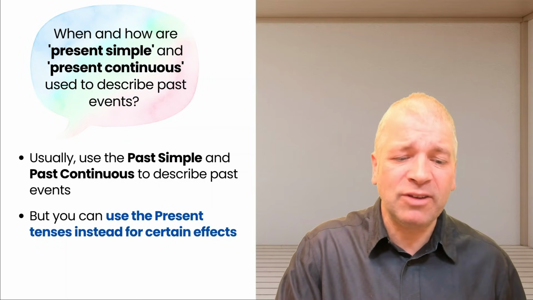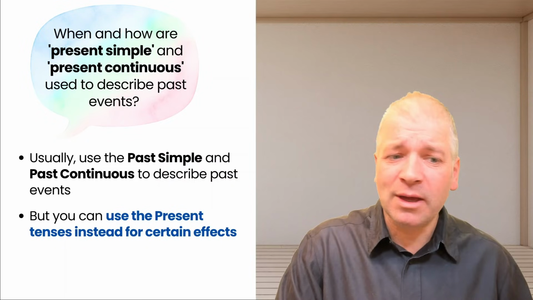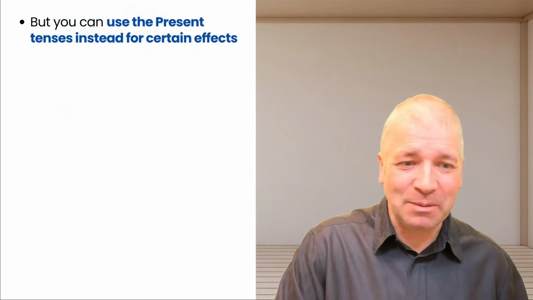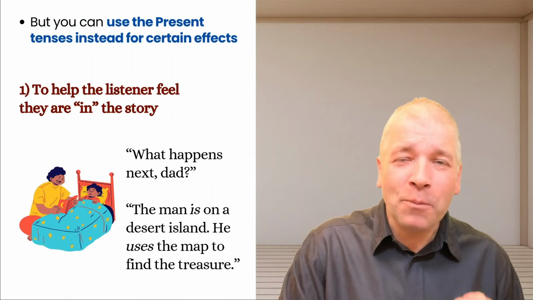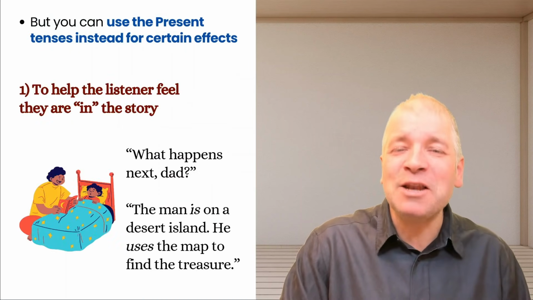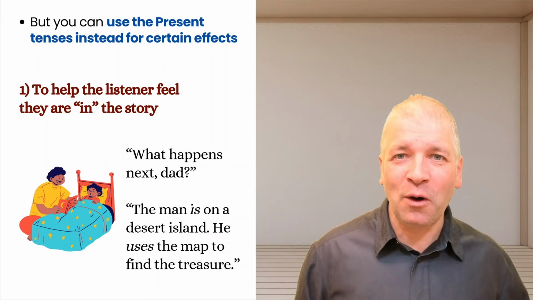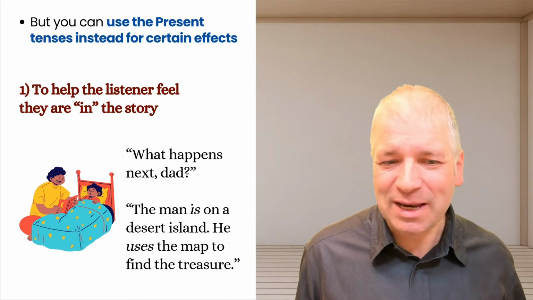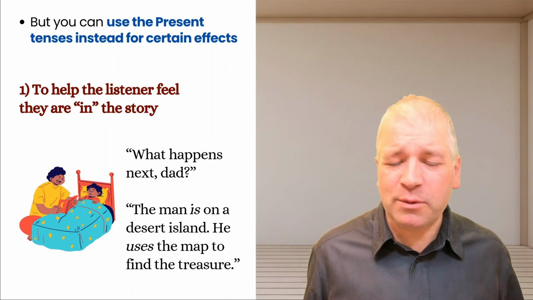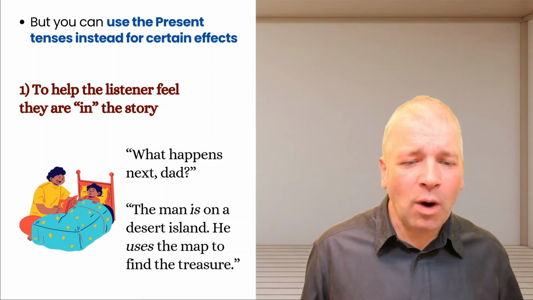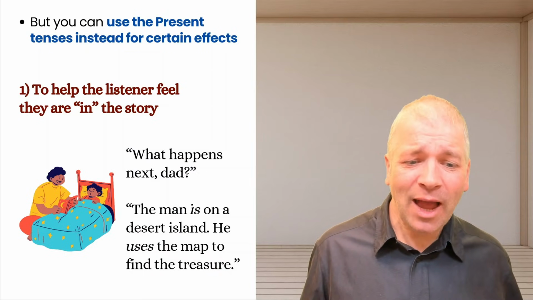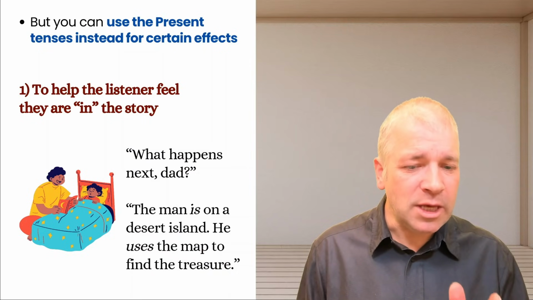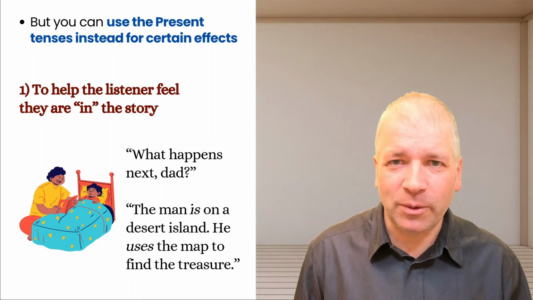Well, they use the present tenses instead of the past simple or past continuous for certain effects like these. First of all, to help the listener feel they are in the story. So let's focus on this child with their father. So informally, we can say dad. And the child's listening to a story and asks, "What happens next, Dad?" And the dad replies, "Oh, the man is on a desert island. He uses the map to find the treasure."